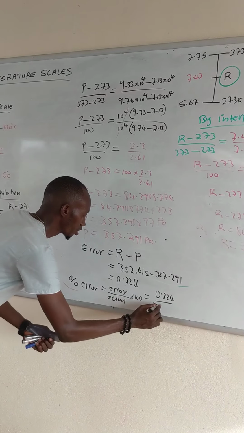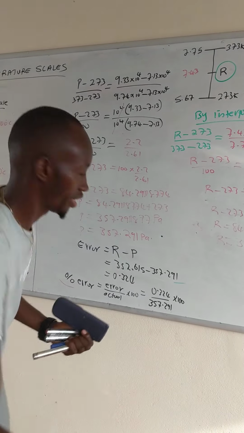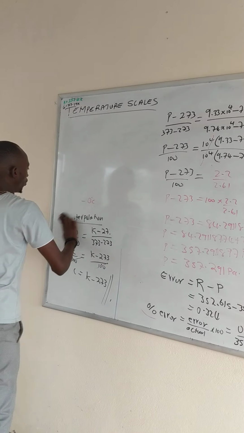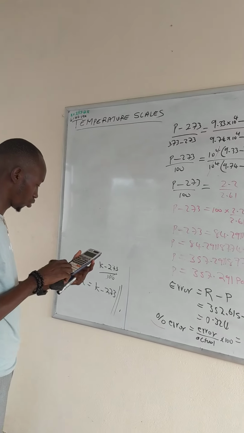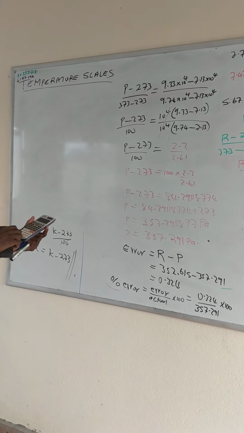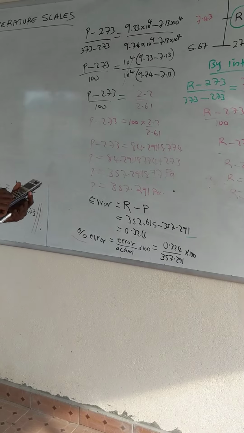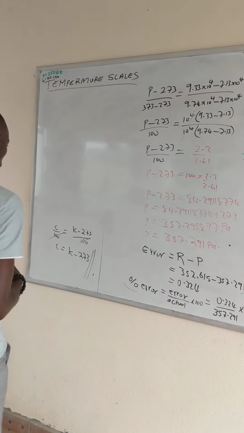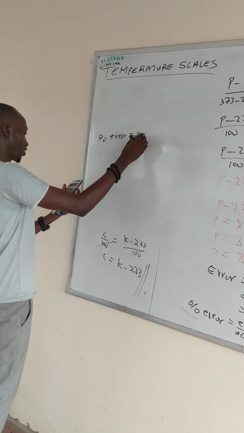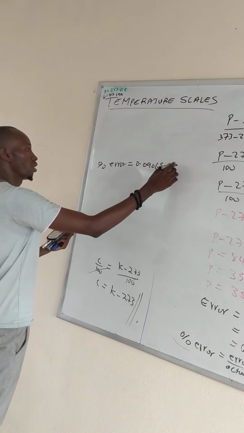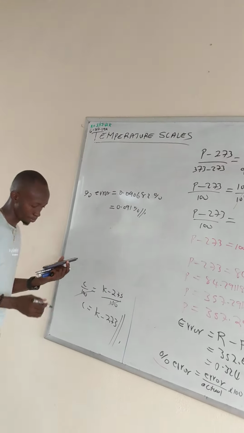So it's going to be 357.291 times 1. So at the end of the day, what do we have? If we divide 0.324 by 357.291 times 100, we have percentage error equals to 0.090682%. So approximately 0.091%. So this is the percentage error.